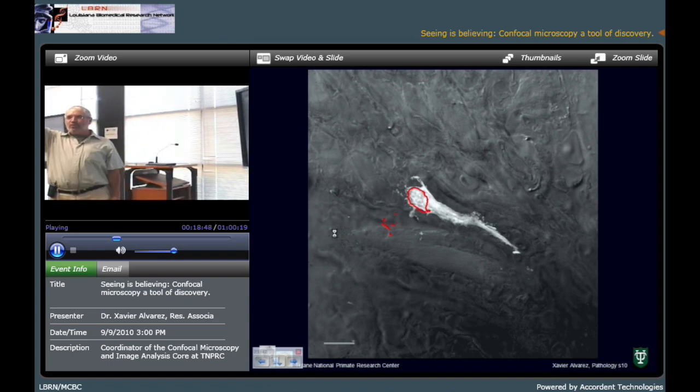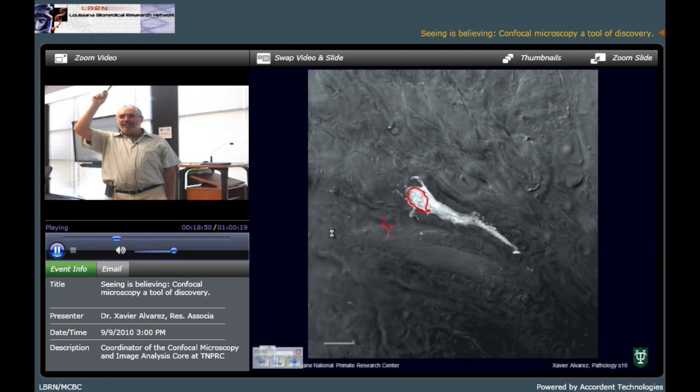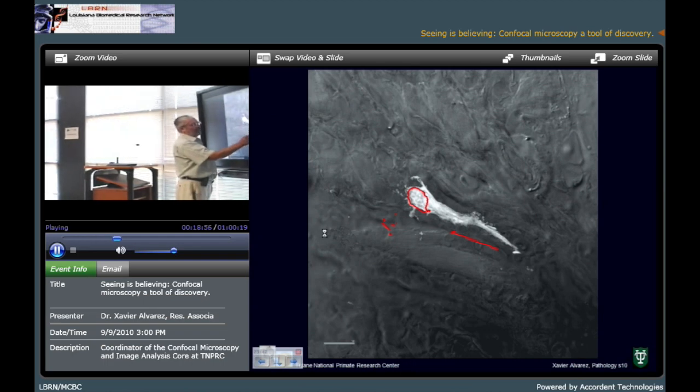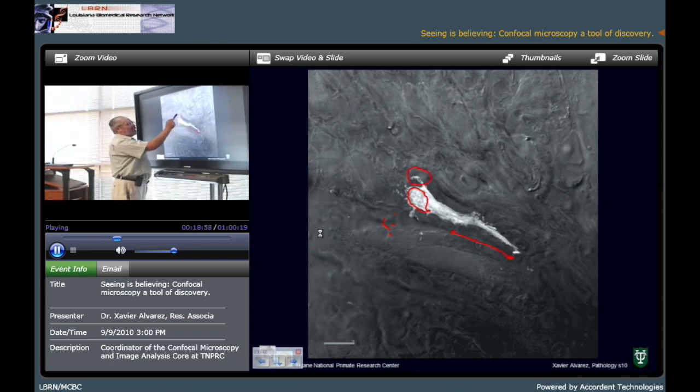Who said that it was the nucleus? Very good. It's June. Yes, that's the nucleus. This is the tail of the cell. These are the pods. Okay.